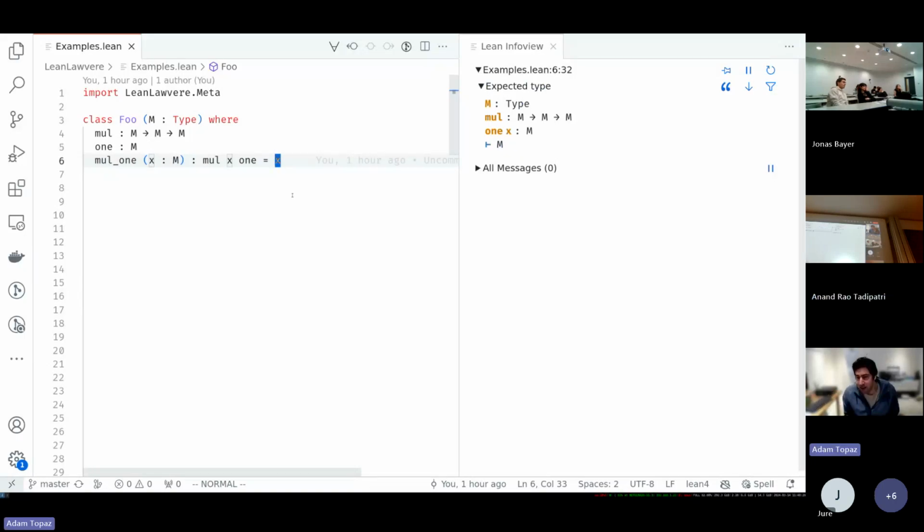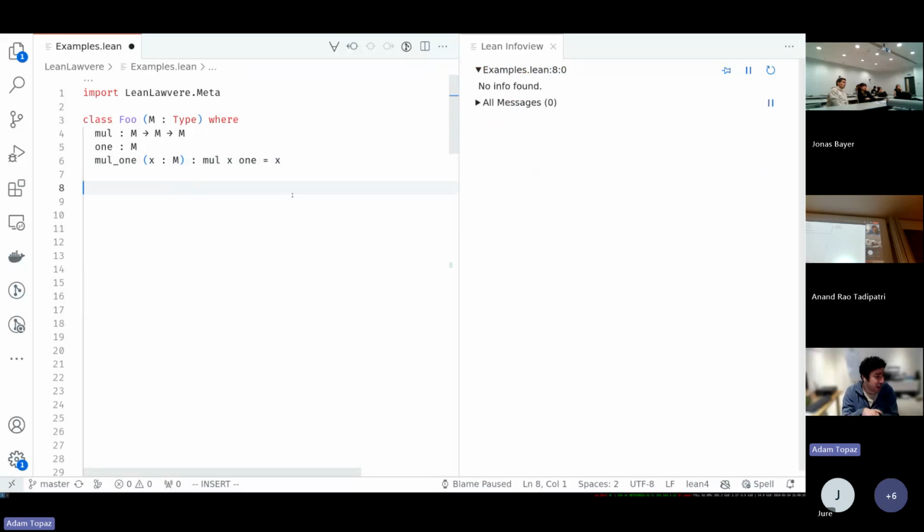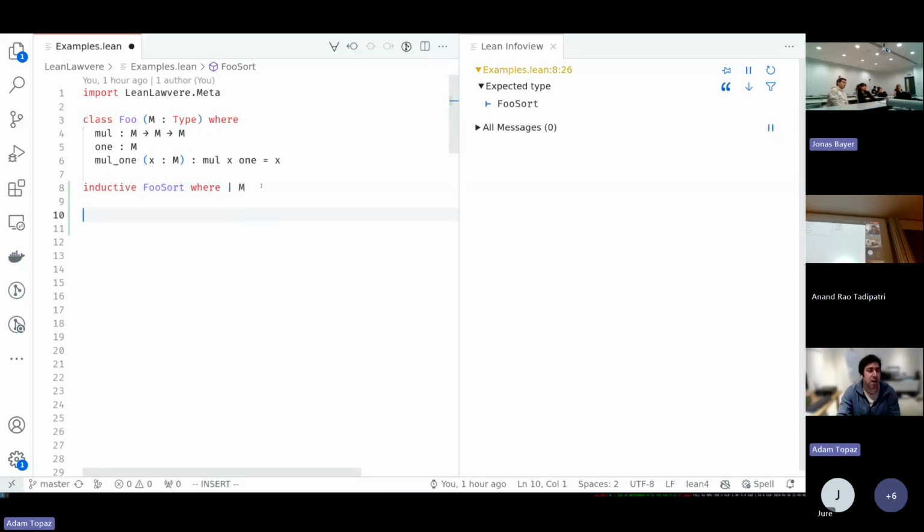Now, let me briefly explain how to write down a presentation associated to this. Well, first we need a type of sorts. I could use the standard single element type in Lean, but for reasons which I'll get to in a moment, I'm going to define a new type called foo sorts, which has a single constructor called m, corresponding to the single sort m here. That's the type of sorts.